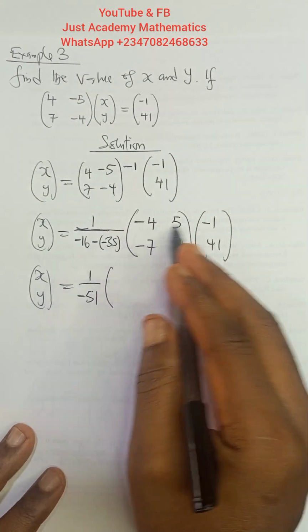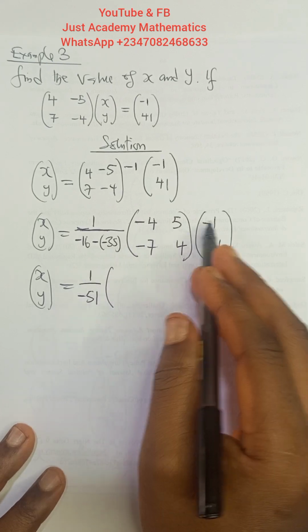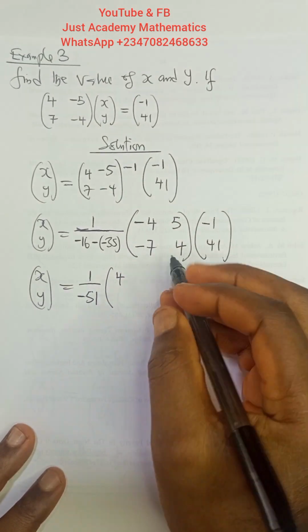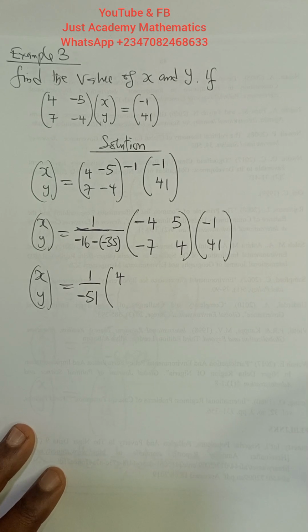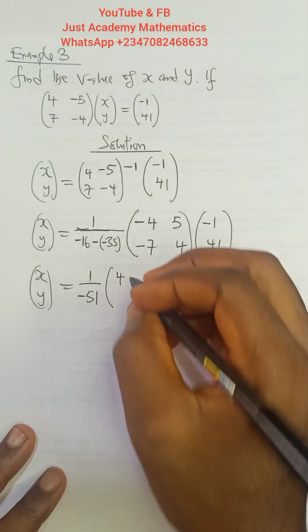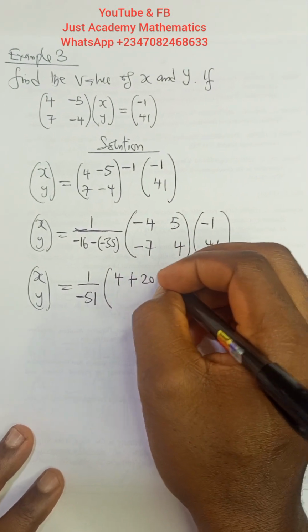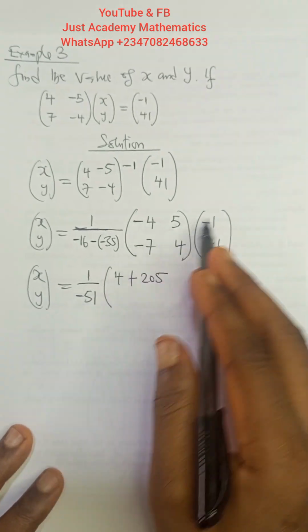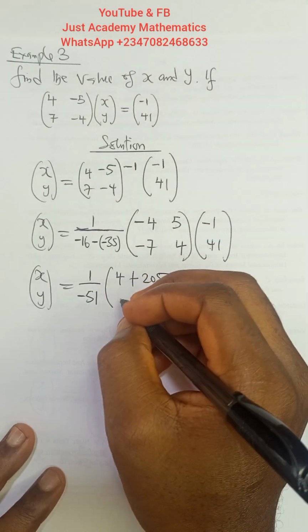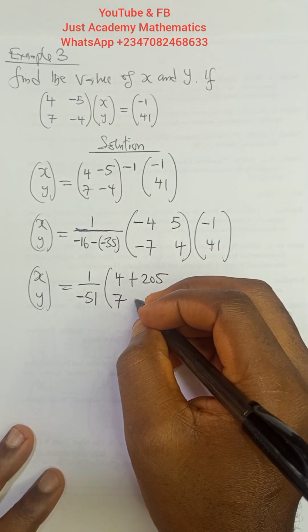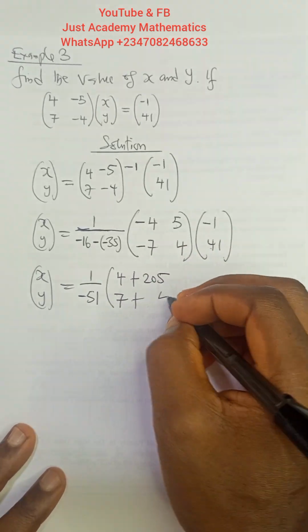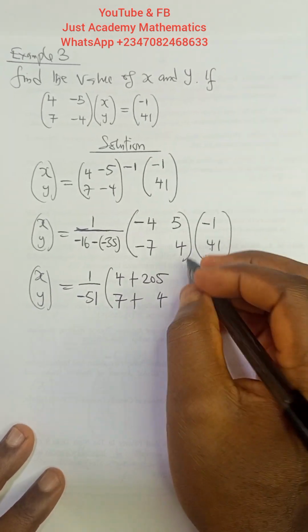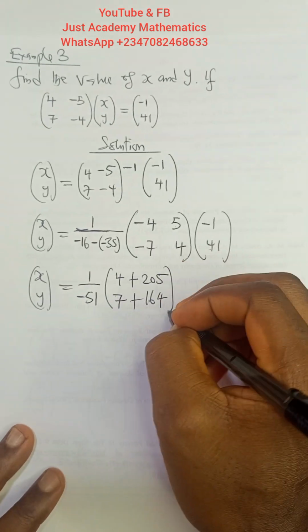times row times column. Let's times this. Minus 4 times 1, 4. Plus 5 times 41 will give us what? 5 times 41 will give us 20 what? 205. Then minus 7 times minus 1, row times column again, will give us 7. Then we have plus 4 times 41. 4 times 1 is 4. 4 times 4 is what? 16. Are you following now?